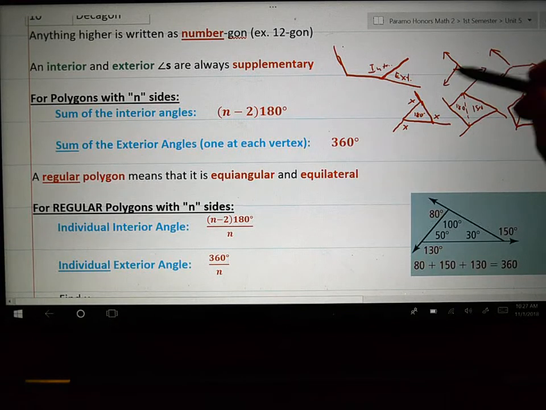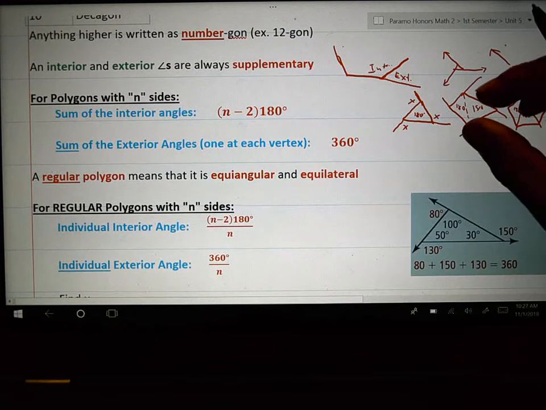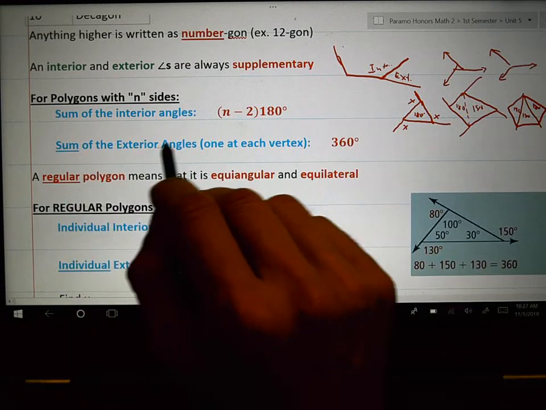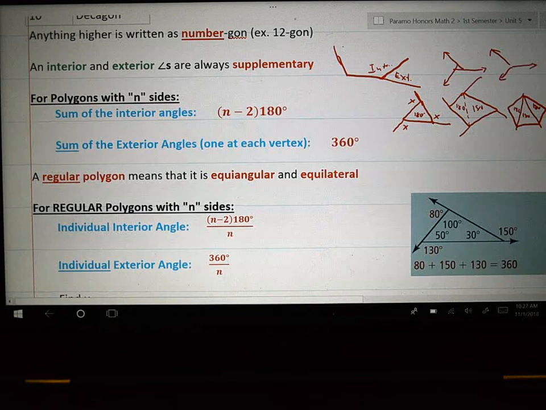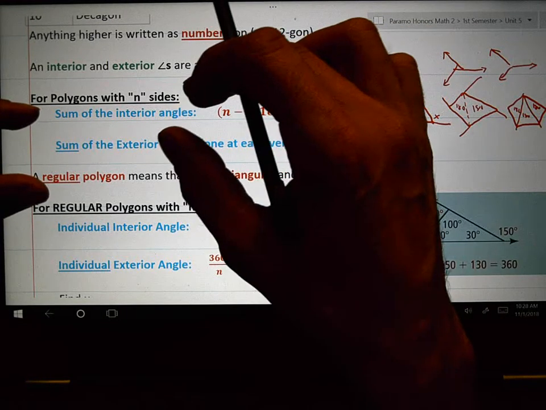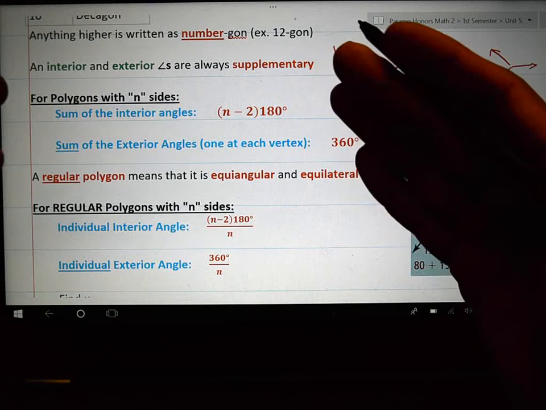If I went from here to here to here, look at how that looks. This plus this plus this makes one full rotation, or 360 degrees. That would be the same for a 4-sided shape or a 5-sided shape. The sum of the exterior angles is 360 degrees. And this works for any polygon that's convex.